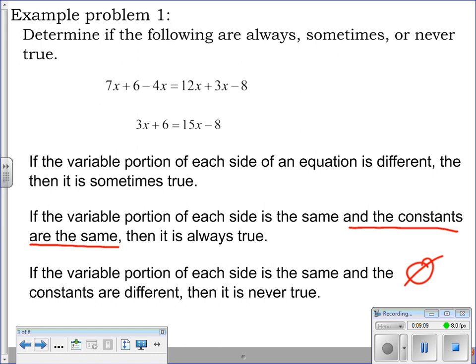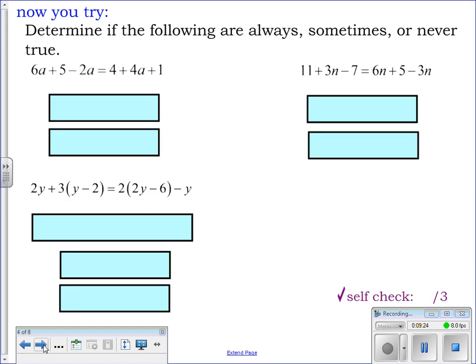Everything works, nothing works, or we have one thing. If we have one thing, we solve it. But if we have these two situations, you just get to where you know it's everything or nothing, and then you stop, because that's what you have. Everything works or nothing works. Okay. Do those three. You do not need to solve them, but you do need to figure out if it's always true, sometimes true, or never true.